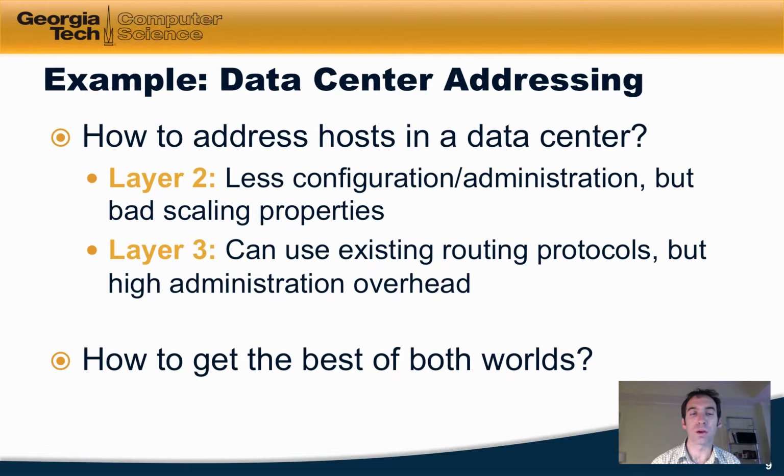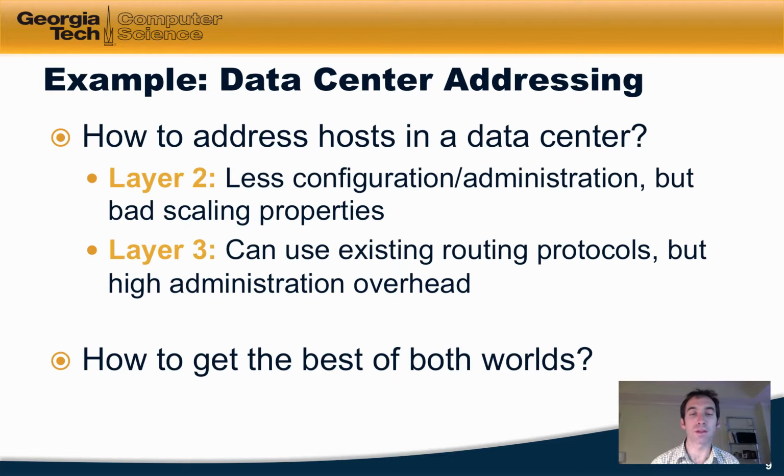On the other hand, we could do a layer 3 network, and the benefits here are that we could use existing routing protocols and scaling properties are much better, but the administration overhead is a lot higher because we have to configure these routing protocols. For example, if we're using an intra-domain routing protocol like OSPF, then the network operator needs to configure the link weights in the topology and adjust those link weights accordingly to load balance traffic, account for failures, and so forth.